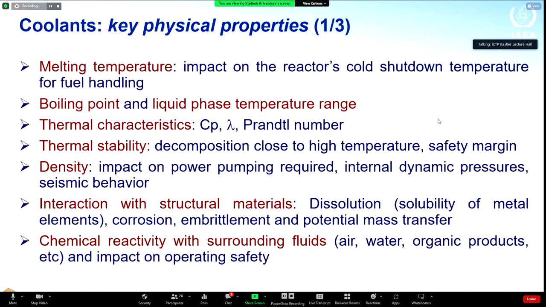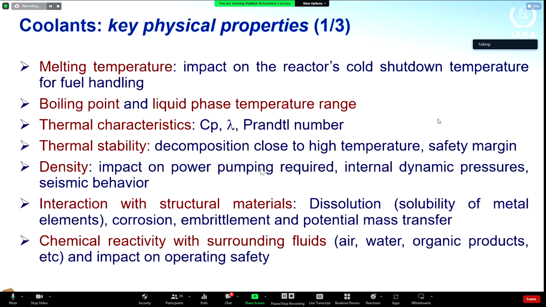Sometimes boiling is unavoidable. For water, to increase the boiling point you have to apply very high pressure, like 17 megapascal or even more. For thermal characteristics, heat capacity, lambda, which is thermal conductivity, and the Prandtl number are important parameters. Higher heat capacity is better, and of course higher thermal conductivity is better. We also need thermal stability of this coolant, so it should be stable.